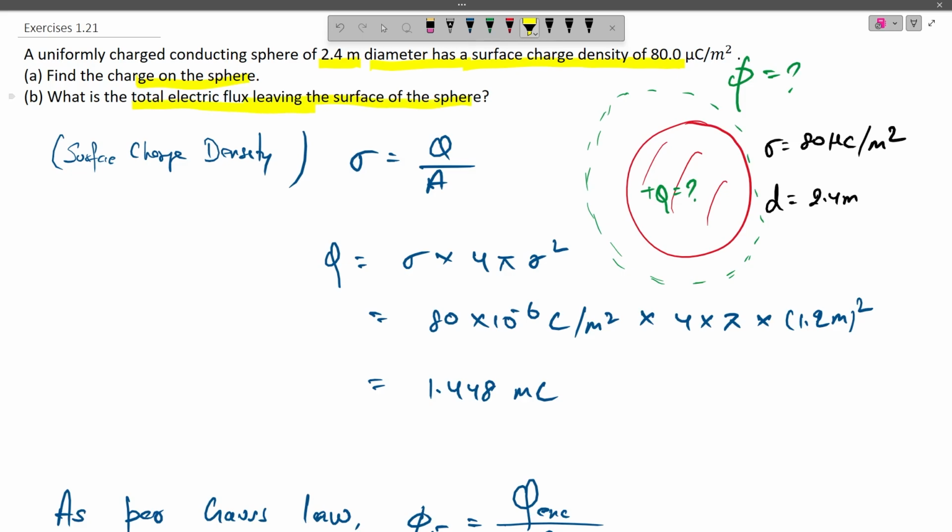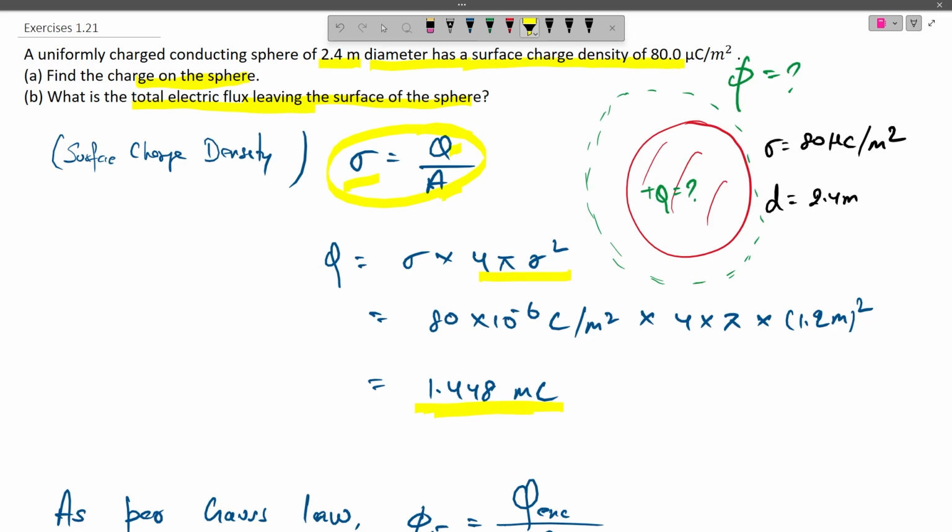So by definition of surface charge density, we know that surface charge density sigma is defined as total charge divided by surface area. Now using this expression, we can find out the value of total charge on the sphere, as Q would be equal to sigma times A. Now A for the sphere would be equal to 4 pi r square. So the value of charge on the sphere would be 1.448 microcoulomb.